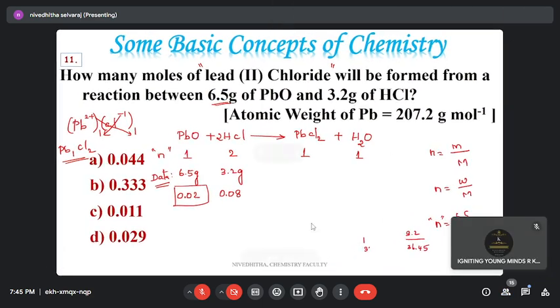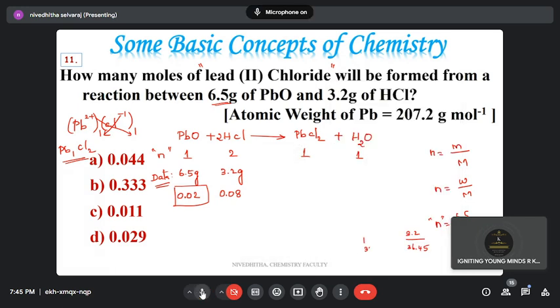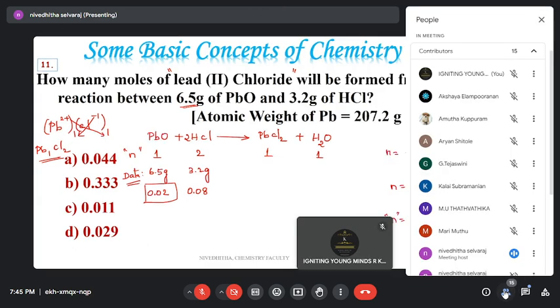So whenever you are provided with the process, please write the balanced equation. And from the balanced equation, you have to come up with the inference. And after the inference, you have to write the data in terms of number of moles, and you have to check for limiting reagent. And from the limiting reagent, you can always calculate the quantity of product formed.